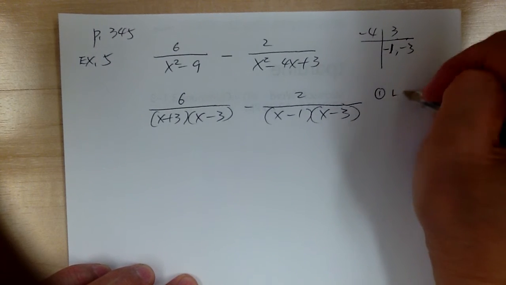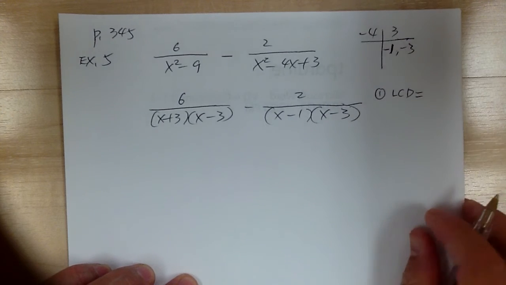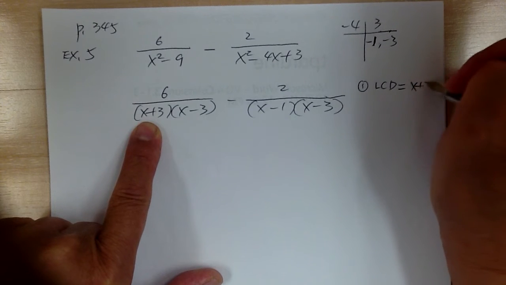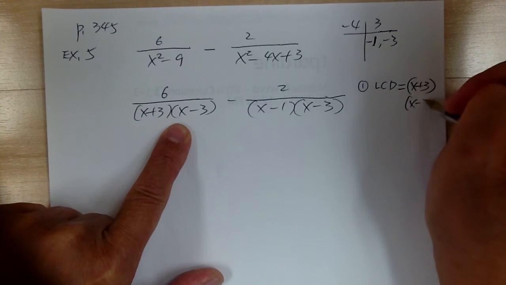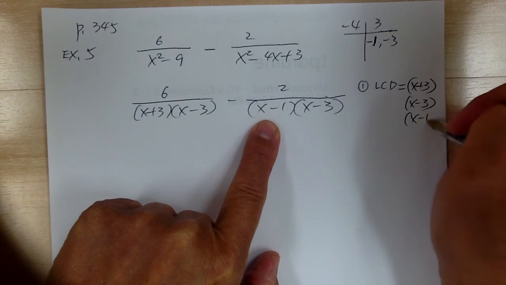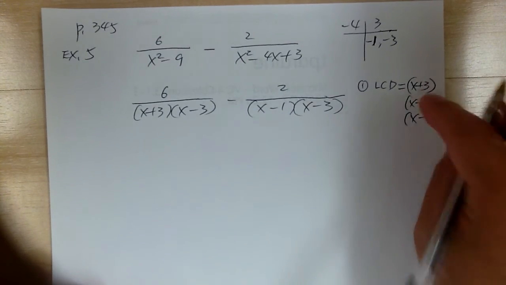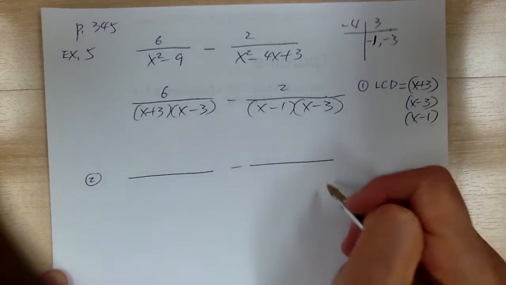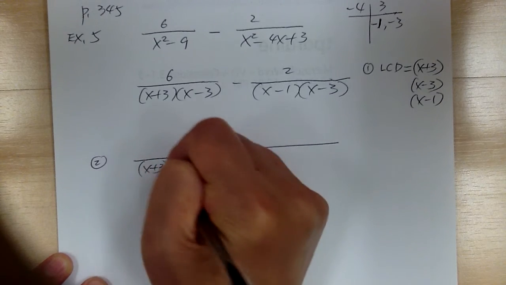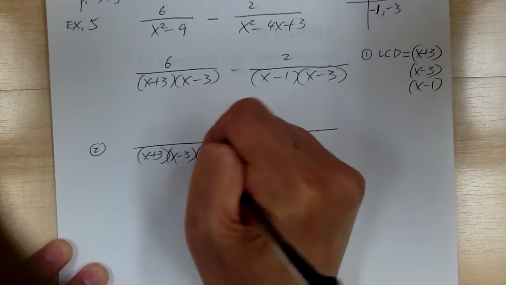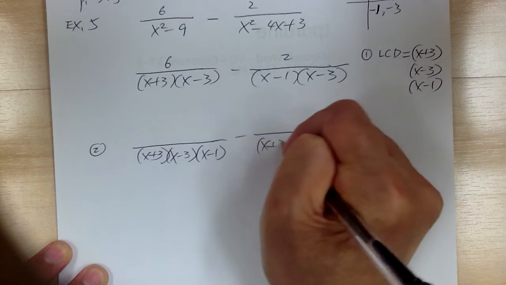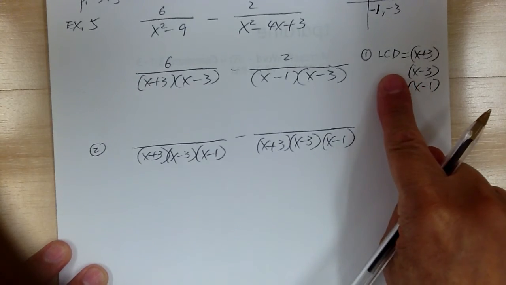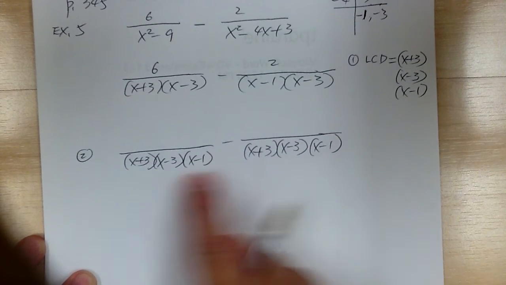So LCD is going to be equal to, you can look at your groups. You have x plus 3, you got x minus 3, and you have an x minus 1, and x minus 3 you already have. So that's your LCD. So step 2, go and get your LCD ready: x plus 3, x minus 3, x minus 1. Again, step 1, get your LCD. Step 2, get the LCD ready.